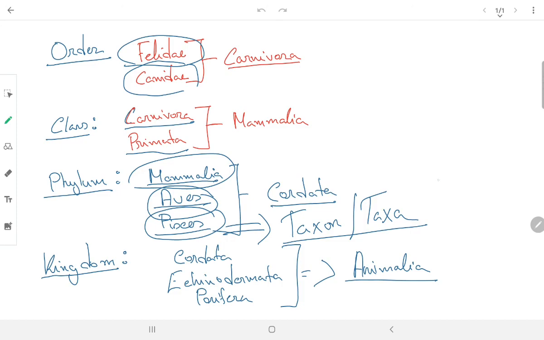In the next video we will discuss some taxonomical aids. Taxonomical aids are nothing but the tools which help us in the study of taxonomy.